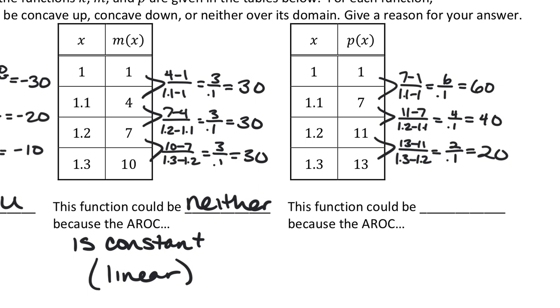Now what about the P of X table, the last one? Concave down, why? Because what's decreasing? The average rate of change. Yeah, we got to get used to saying exactly what we're talking about, especially in questions dealing with functions and concavity. Because the average rate of change is decreasing. Very good.